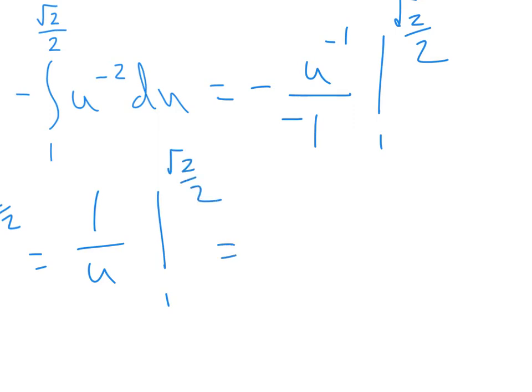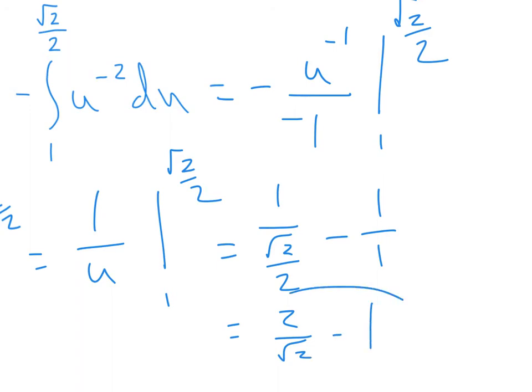And so when we plug in root 2 over 2, we get 1 over root 2 over 2, minus when we plug in 1, we get 1 over 1. 1 over root 2 over 2 we could just call 2 over root 2, and 1 over 1 is 1. That's a perfectly good answer. You could rationalize the denominator or get a common denominator or get a decimal approximation, and they all should be the same thing.